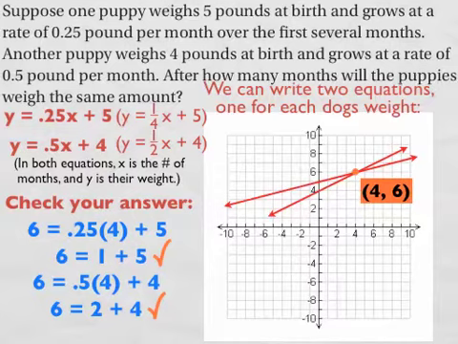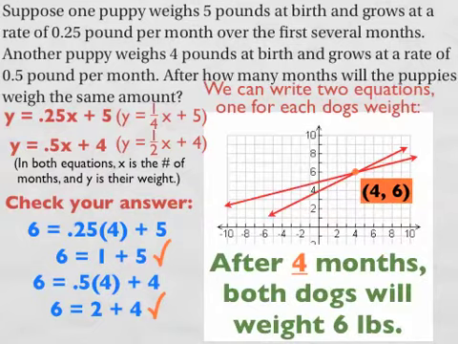Remember, in both equations, I kind of made a big deal. I even wrote in both equations, x is the number of months, y is their weight. So after how many months would be the x value? It's going to take 4 months for both dogs to weigh 6 pounds. So how many months? 4.